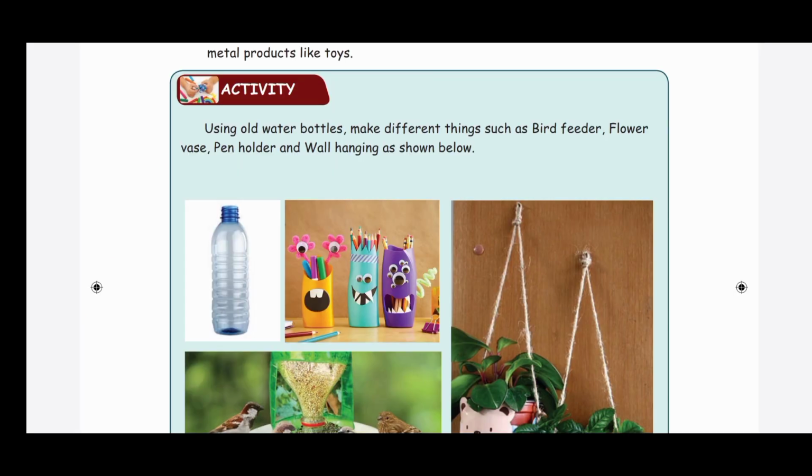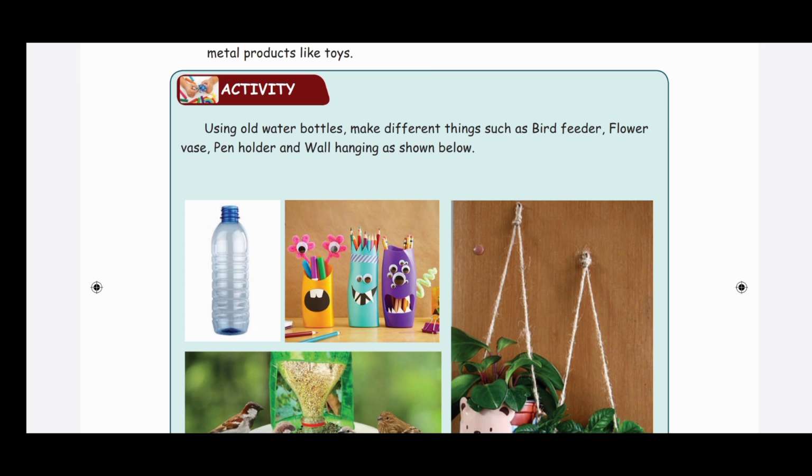Let us see an activity. Using old water bottles, make different things such as bird feeder, flower vase, pen holder and wall hanging as shown below. There they have given some pictures of how we can recycle waste or old water bottles. With this you can decorate your home as well as recycle the waste plastic bottles.